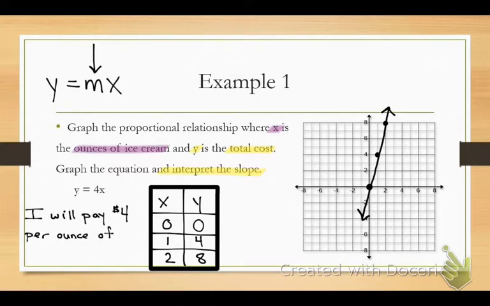Wait, how much is an ounce? I forgot. There's 16 ounces in a pound. Like most drinks, like a can of soda is like 12 ounces. But in this case, ounces is more measured in pounds. So like a pound of hamburger meat or something like that, that would be more similar. Per ounce of ice cream. Okay? That's a lot of money for ice cream.